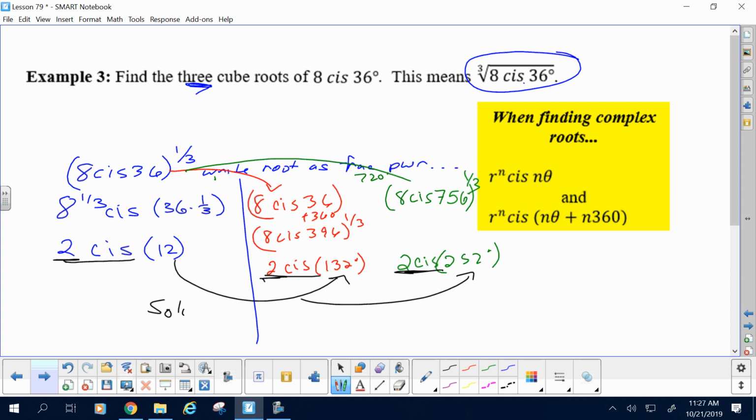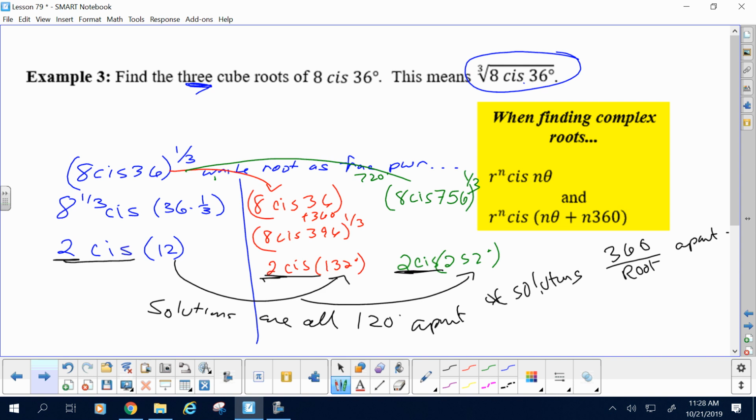The solutions are all how far apart? 120 apart. Where do you reckon that came from? Yeah, each time we went around 360, but then we later divided by 3. So we can say that solutions on these are 360 divided by, you reckon it's always divided by 3, but what if it's a square root? It would be, so it's really 360 divided by the root apart. In this case, the root was a cube root, so they're all 360 divided by 3 apart, or 120 apart. In a square root problem, they'd be 360 divided by 2, or 180 apart.